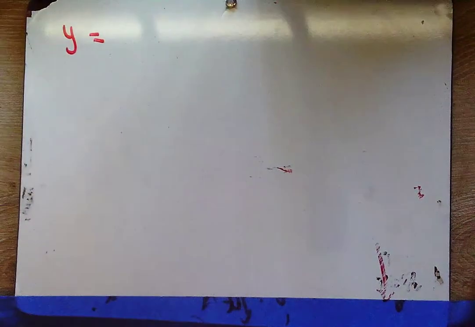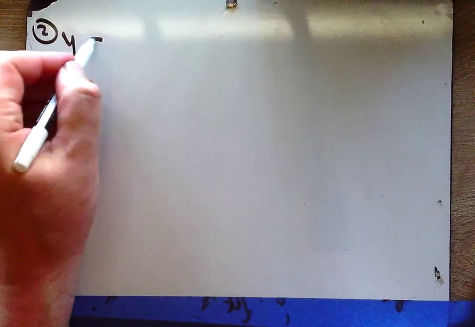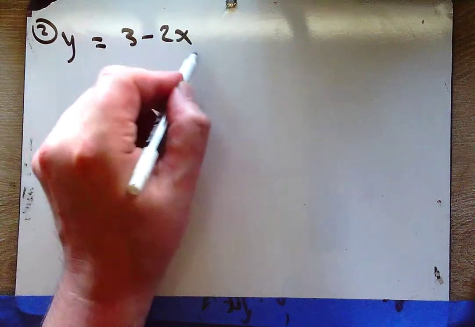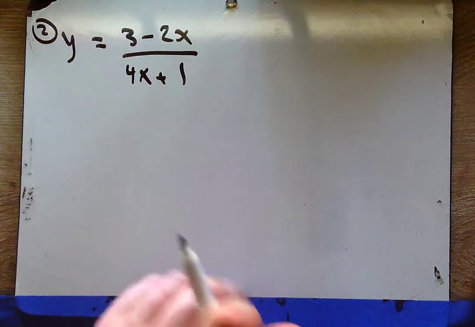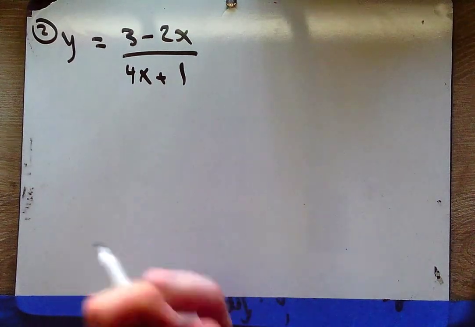Change my mind. This is number 2. y equals 3 minus 2x over 4x plus 1. All right, pause the video. Come back in a few minutes when you're done.